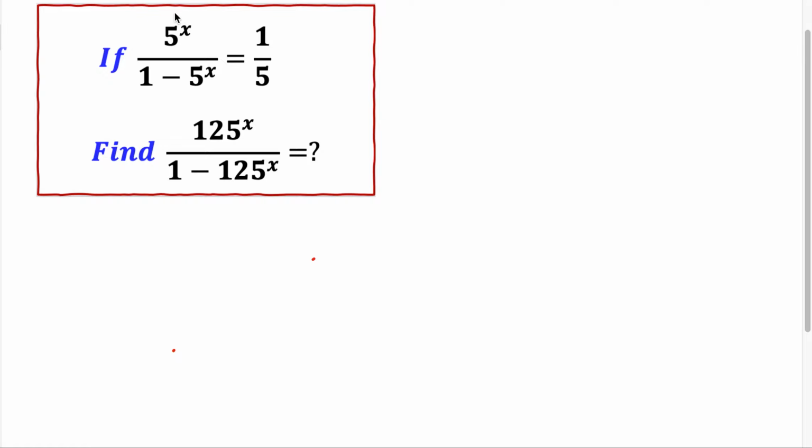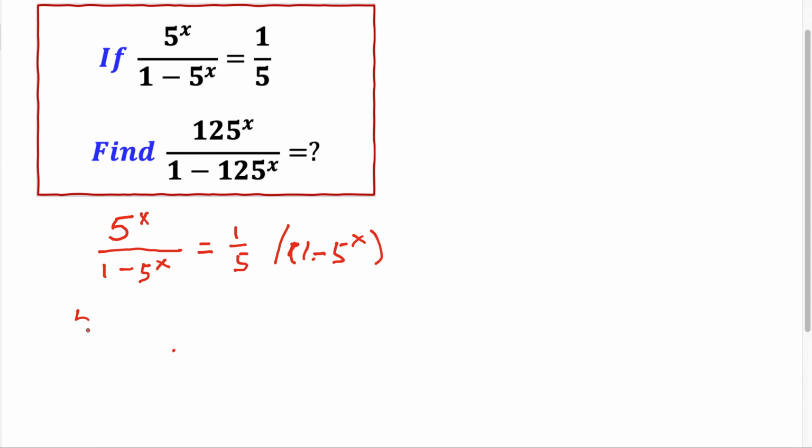Let's practice with exponentials. We have this first exponential equation, and we want to find what the second expression is equal to. So let me take the first equation here: 5 in exponent x divided by 1 minus 5 in exponent x is equal with 1 over 5. What I'm going to do here is multiply everything by 1 minus 5 in x. And if I am multiplying the first term, then 1 minus 5x is going to disappear.